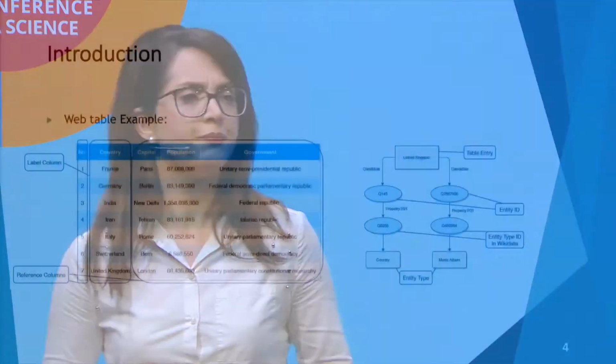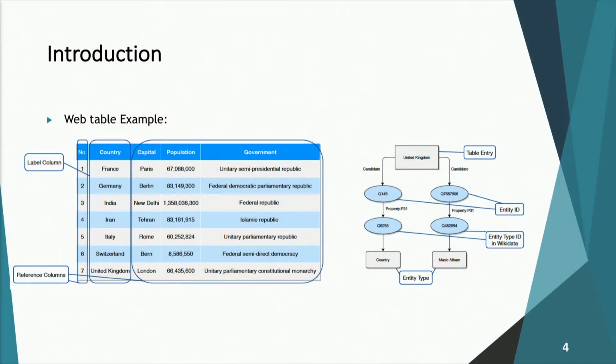To make it more clear, let's have a look at the table that we have on the left. In this table, as you can see, we have a column called country. It is clear that this column shows the main purpose of the whole table, and we call this column a label column. So let's get more precise on the 7th row, United Kingdom. Imagine that I want to annotate and disambiguate this United Kingdom. So I search it in my surface index, and I see we have one country as United Kingdom, and also we have one music album as United Kingdom. So what is the correct one? This is what we are going to answer here.